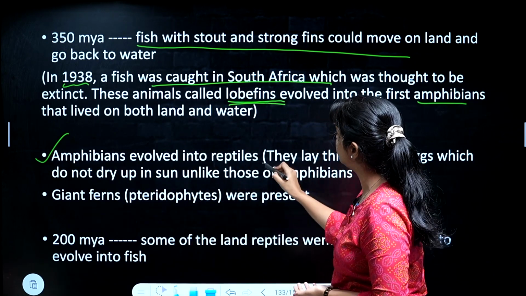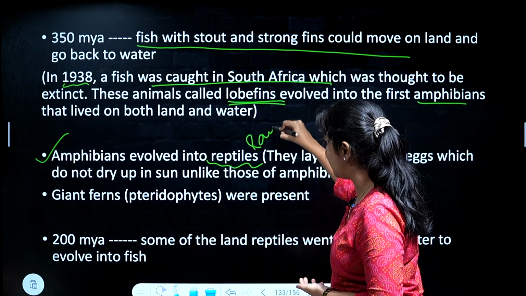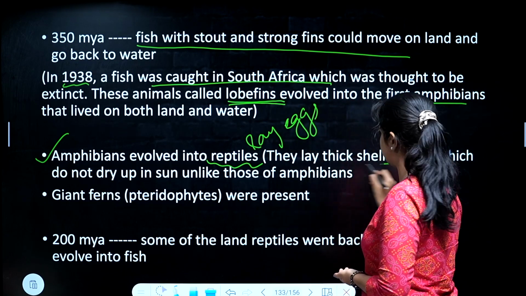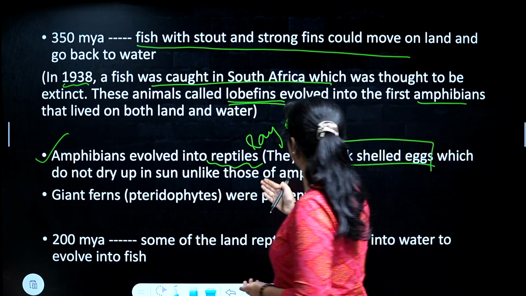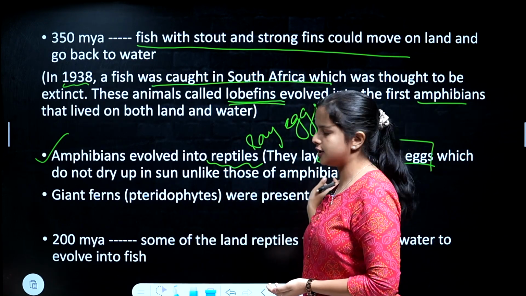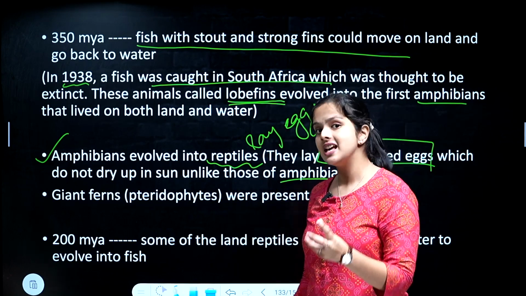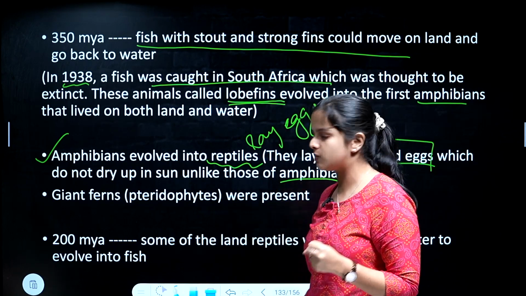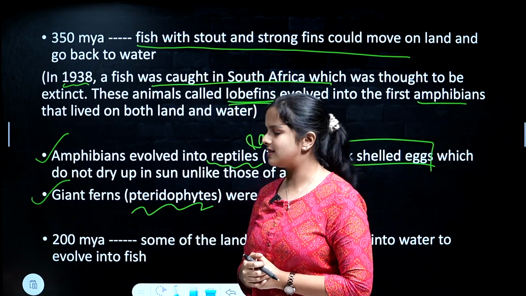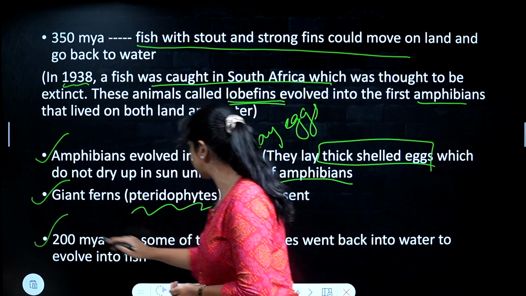Amphibians evolved into reptiles. We know what reptiles are. Reptiles lay eggs like snakes, thick-shelled eggs. That's a big important point. Reptiles always lay thick-shelled eggs, unlike amphibians, because thick-shelled eggs were not found in amphibians, but in the case of reptiles, thick-shelled eggs were found. Giant ferns, the pteridophytes, arose 350 million years ago.